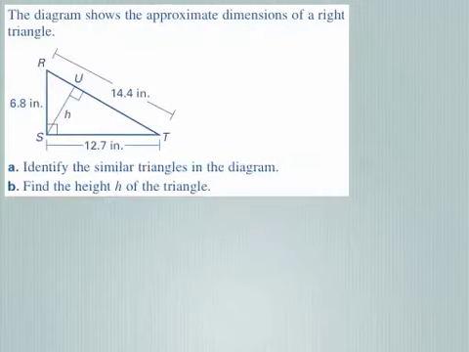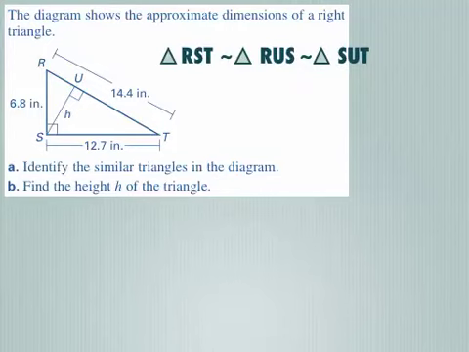This next example says the diagram shows the approximate dimensions of a right triangle. Again, A is asking us to identify the similar triangles in the diagram. I wrote my similarity statement as triangle RST, which would be the whole larger triangle, S would be my right angle, is similar to RUS, which is similar to SUT.